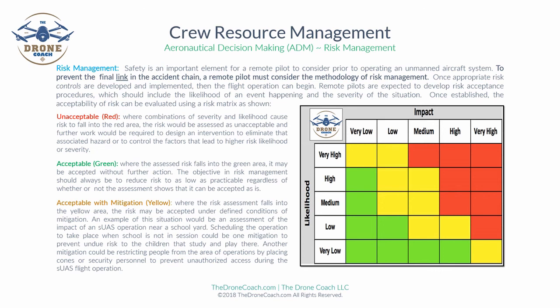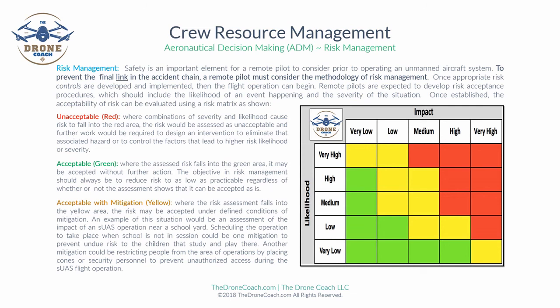So unacceptable, obviously, is shown in the red, where combinations of severity and likelihood cause risk to fall into the red area. The risk would be assessed as unacceptable, and further work would be required to design an intervention to eliminate that associated hazard or to control the factors that lead to higher risk likelihood or severity.